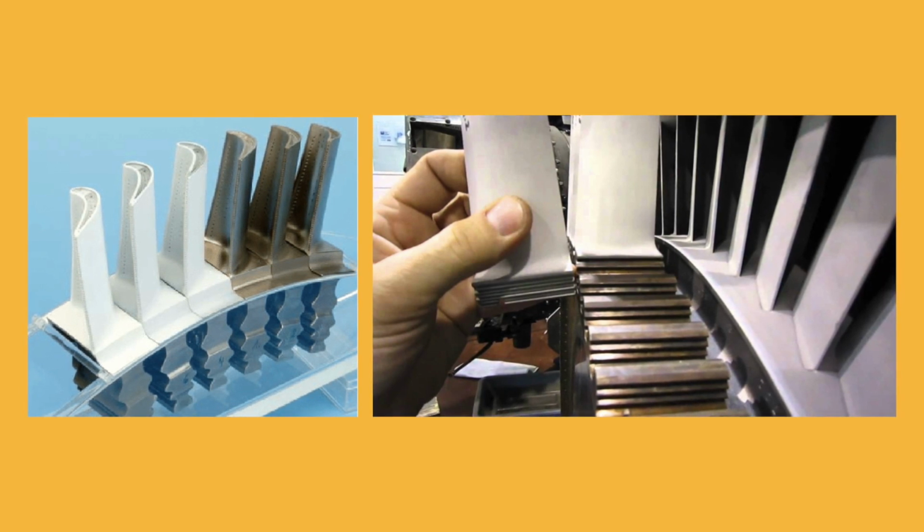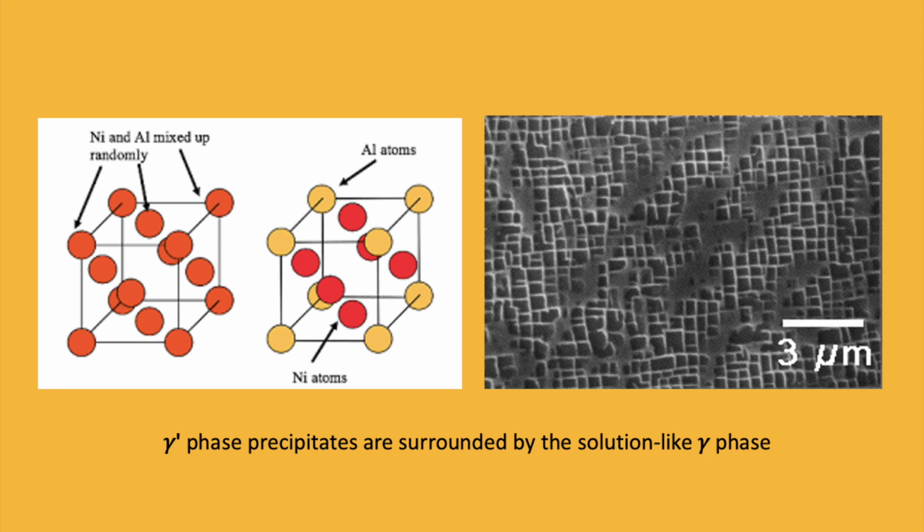The only material capable of this is a single crystal superalloy. A superalloy is defined as a high-performance alloy with the ability to operate at a high fraction of its melting point. A single crystal alloy eliminates the presence of grain boundaries and associated weaknesses at high temperatures.